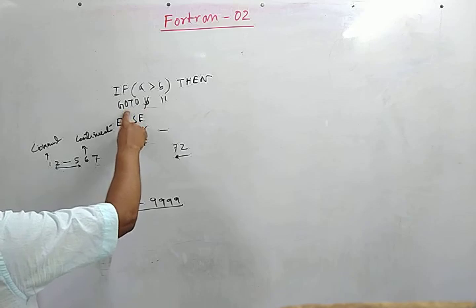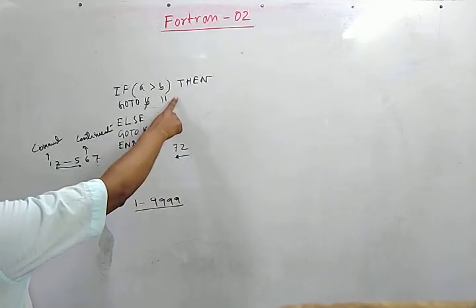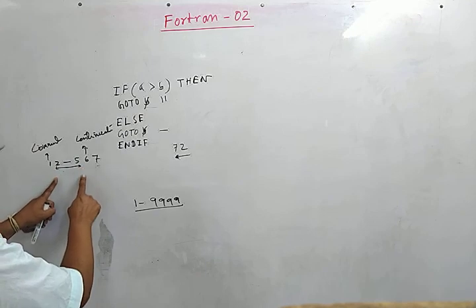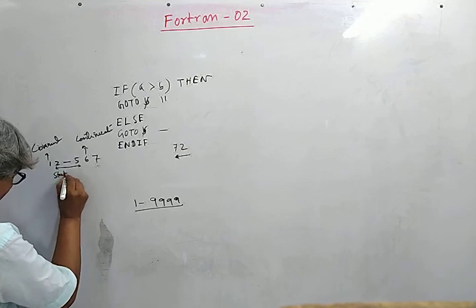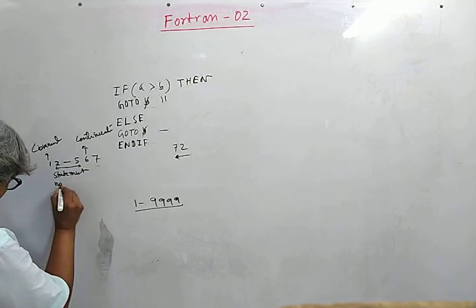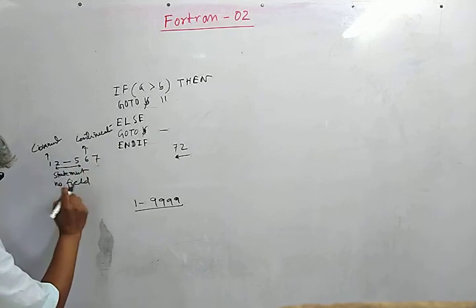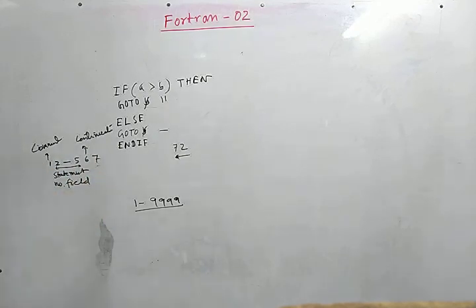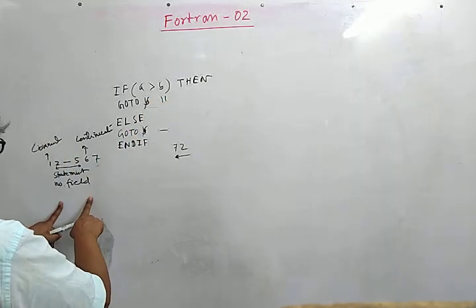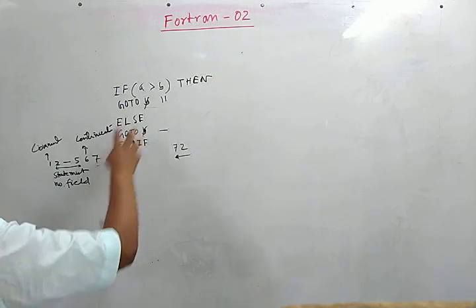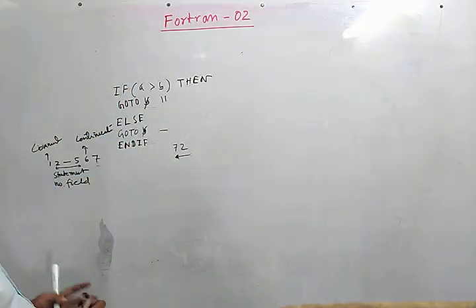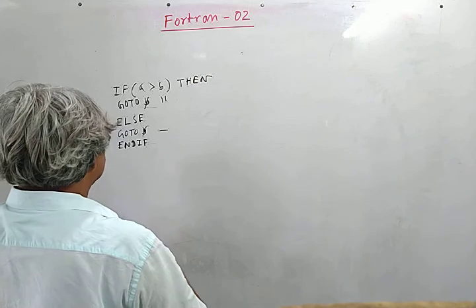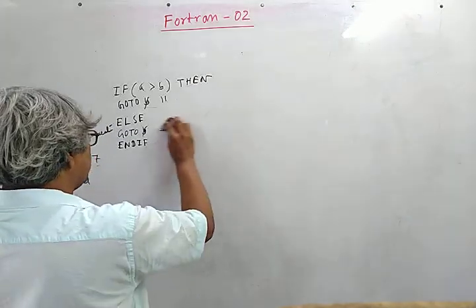Whenever it finds the statement go to 11, it will find where 11 is written between columns 2 and 5, which is called the statement number field. It is called a field, not a card, because it has a width. It will jump there. It has no relation with the line number. Let me consider an example.